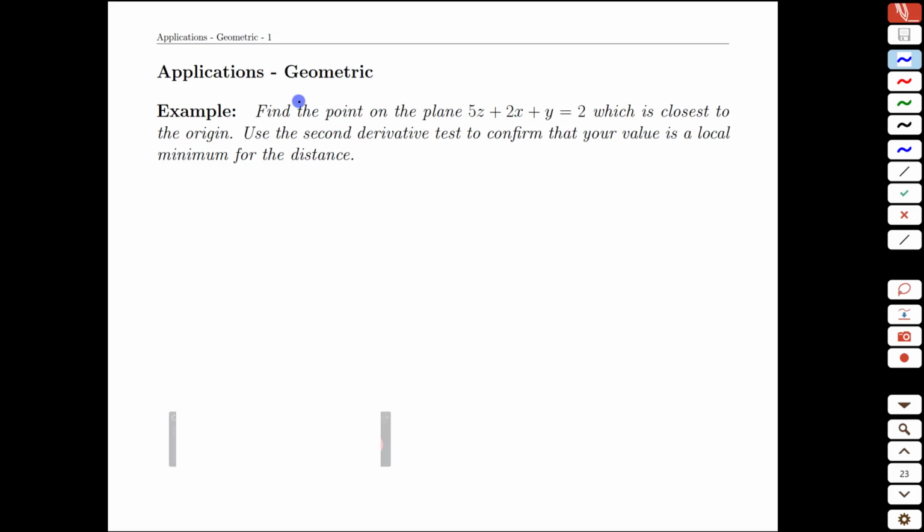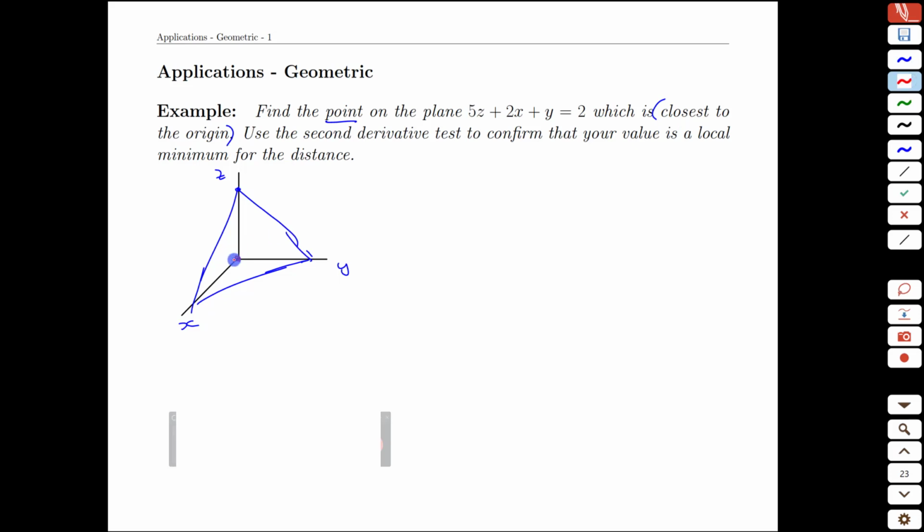In this video, we're going to look at a geometric problem, and again, how optimization can help us work with it. We're going to imagine our usual x, y, and z axes and a plane that lives in 3 dimensions. What we're looking for is the point on the plane, out of all the points on the plane that we've drawn, which is closest to the origin.